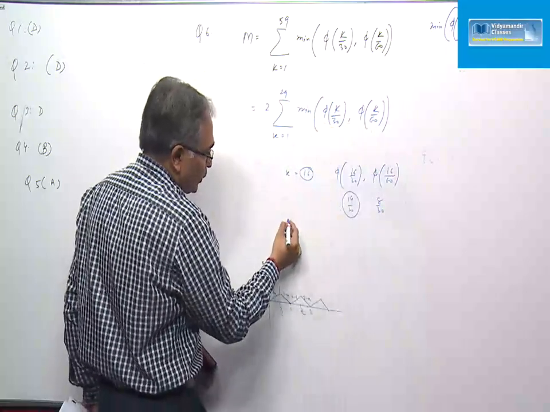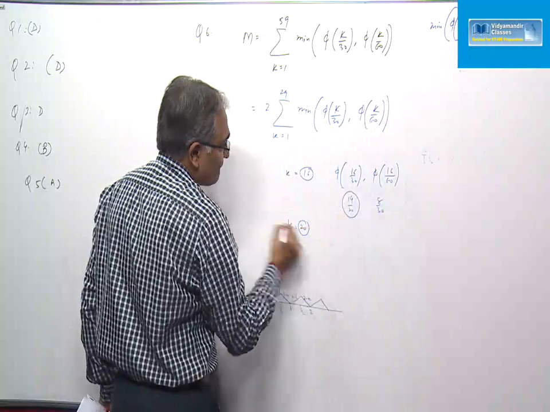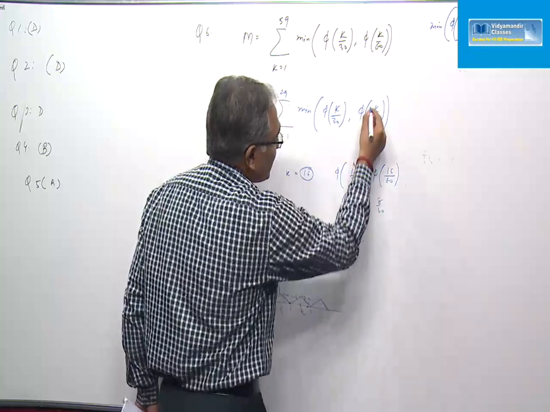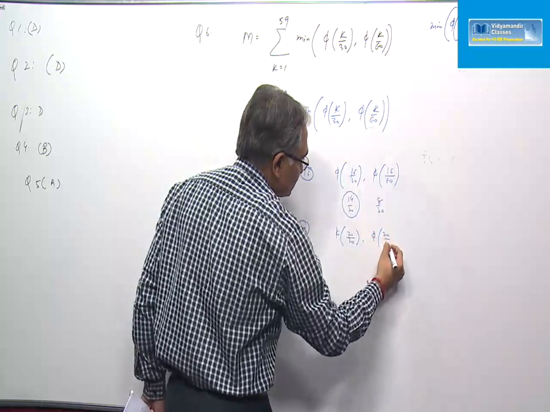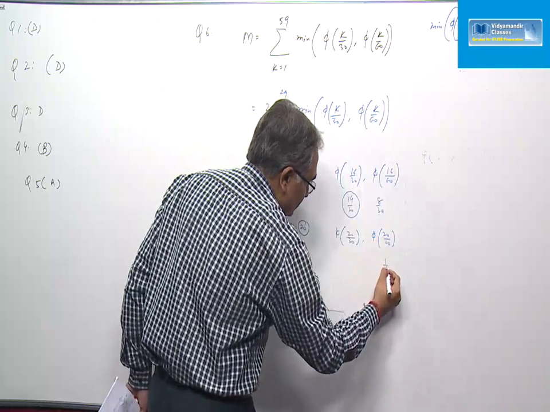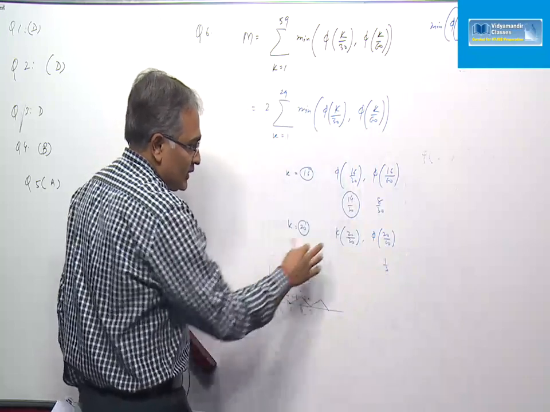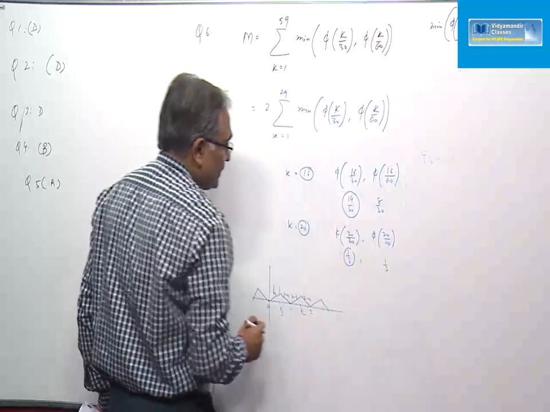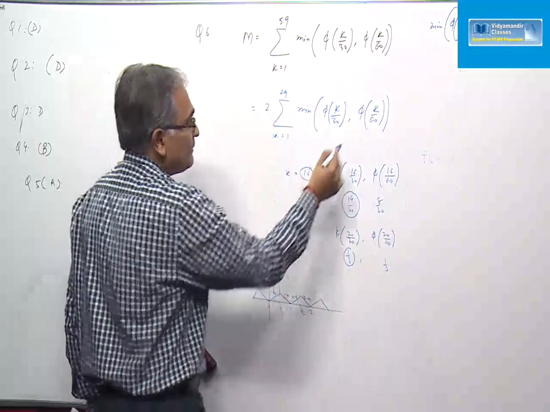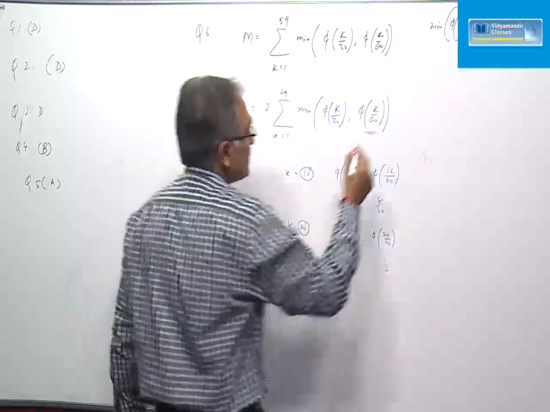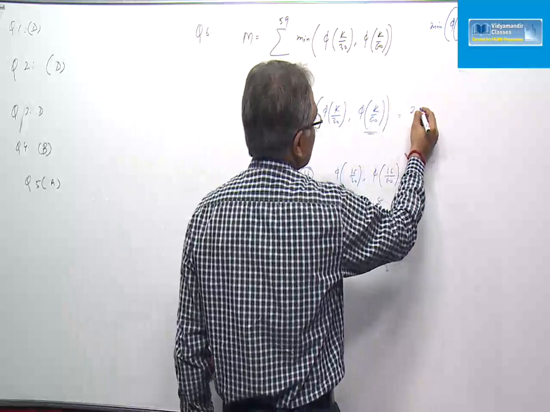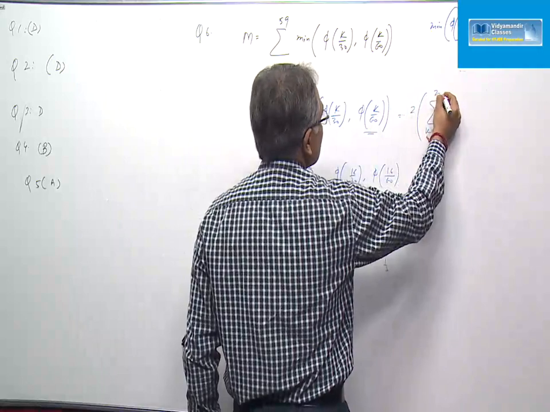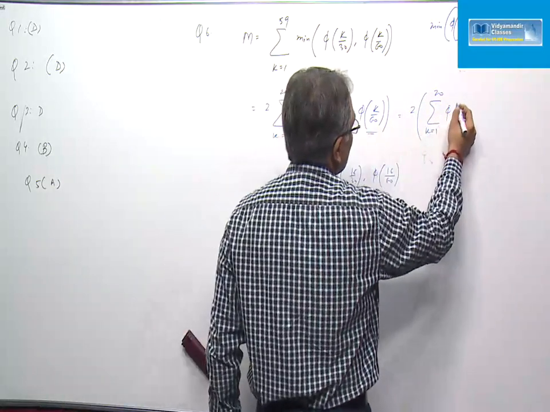Hence, going forward till the 20th term, when k is 20, this will be phi of 20 by 30, and this will be phi of 20 by 60. This is 1 by 3, less than half, and this must be 1 minus 20 by 30, that is again 1 by 3. And the minimum of the two is any of them. Hence, till the 20th term, the minimum will be this. Hence, let's split it into two summations. K varies from 1 to 20, the minimum will be this, that is phi of k by 60.